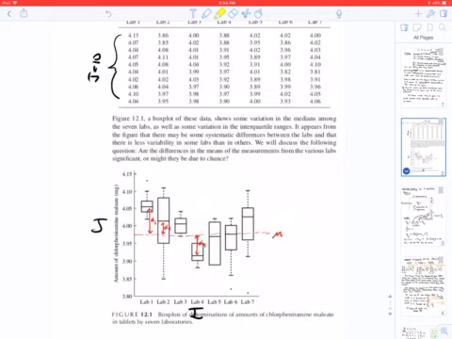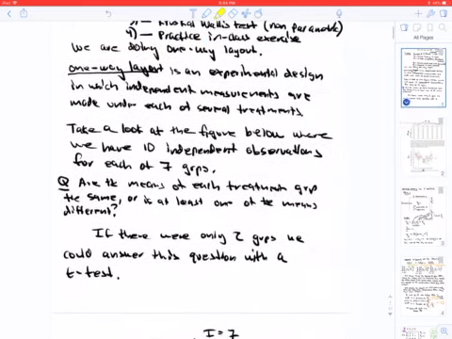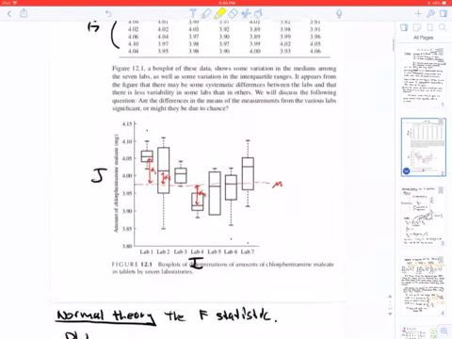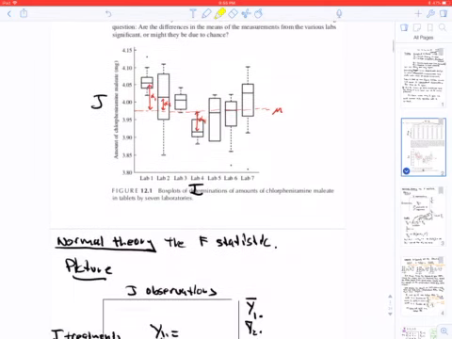Our null is that the differential effect for each treatment group, these alpha i's that you see in red here, are all 0. So the question is, are the means of each treatment group the same, or is at least one of the means different? If there were just 2 treatment groups, we would be doing a t-test here.